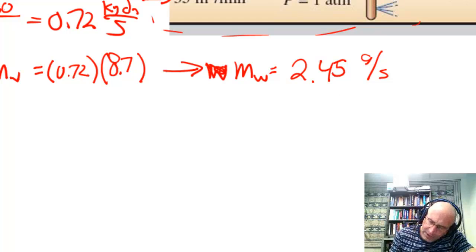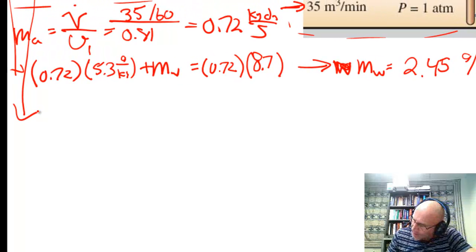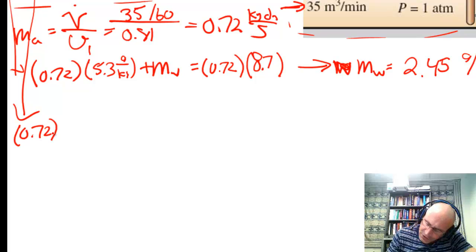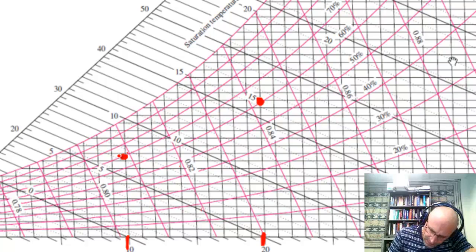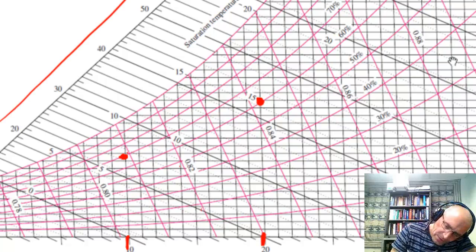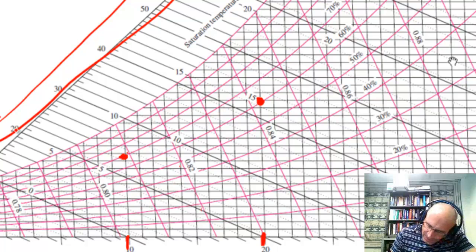All right, now we know m_w, so I can use that second equation, my energy balance equation, to solve for Q. So we have 0.72, my mass flow rate of air. Now we need to find our enthalpy. So, the enthalpy of the inlet: let's go back to our psychrometric chart. Here's this point, and the enthalpy values are these over here on this diagonal line, where this is 20.